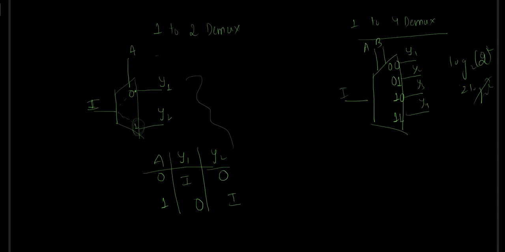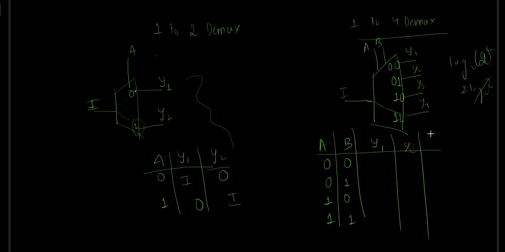But what will y4 be equal to? In y4, the select line is connected to the input. So let me draw its truth table. I will have A and B as two of my inputs: 00, 01, 10 and 11. So what about y1, y2, y3 and y4? For 00, y1 will be I, and for the rest of the cases it will be 0. For 01, y2 will be equal to I. For 10, y3 will be equal to I, and for 11, y4 will be I. In the rest of the cases I will just write 0.